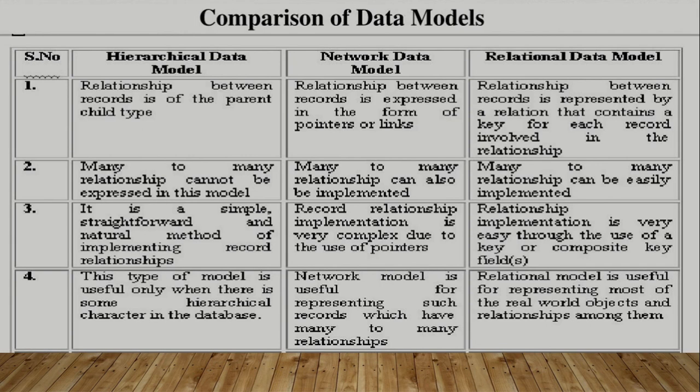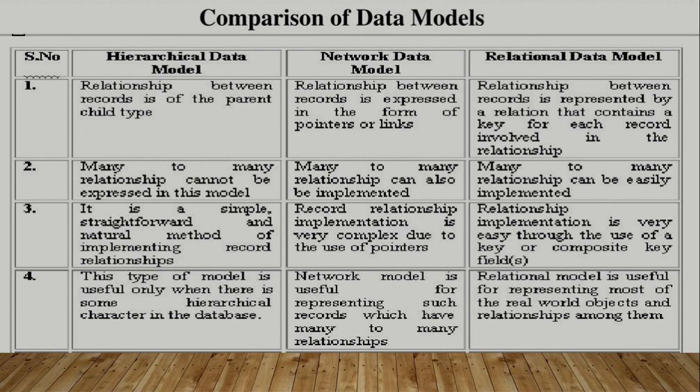So we can discuss three models: the hierarchical data model, the network data model, and the relational data model. This slide shows the comparison of data models. In the hierarchical data model, the relationship between records is of the parent-child type, in the network model it can be expressed in the form of pointers, and in the relational model it can be represented by the relation, right? Second point is that in the hierarchical data model, a many-to-many relationship cannot be expressed. In the network model, a many-to-many relationship can also be implemented. And in the relational model, a many-to-many relationship can be easily implemented.